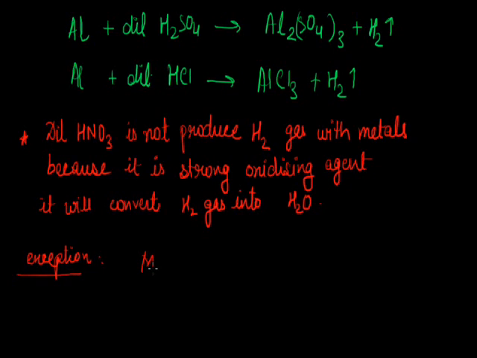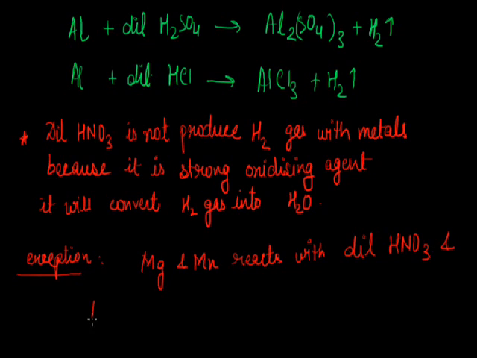But here two exceptions are there. Exceptions are magnesium and manganese. Both the metals react with dilute nitric acid, HNO3, and produce hydrogen gas. These are the exceptions. Only these two metals react with dilute HNO3 and they will produce hydrogen gas.